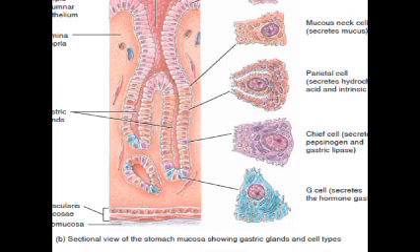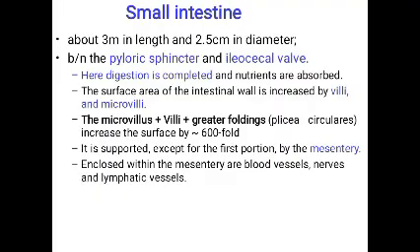Sectional view of the stomach mucosa, showing gastric glands and cell types. Small intestine, about 3 meters in length and 2.5 centimeters in diameter, between the pyloric sphincter and the ileocecal valve. Here, digestion is complete and nutrients are absorbed.